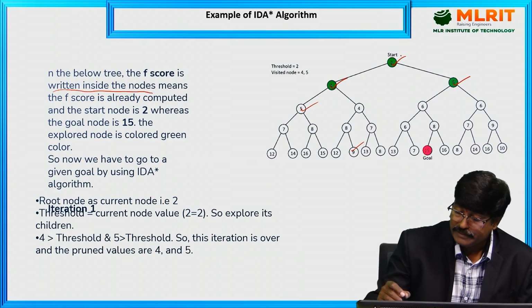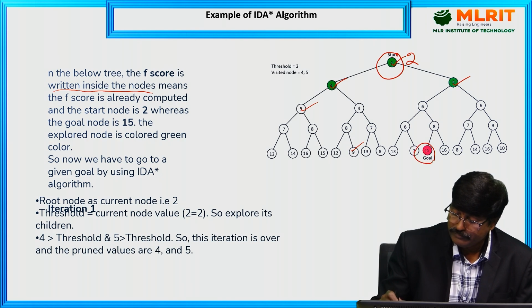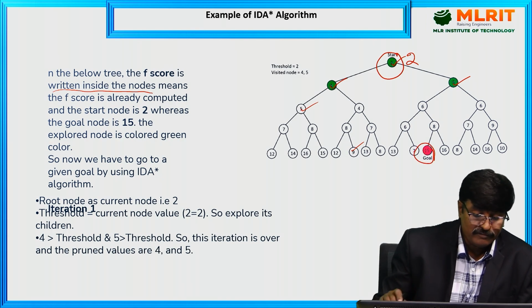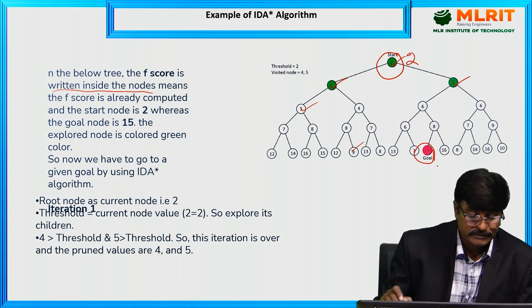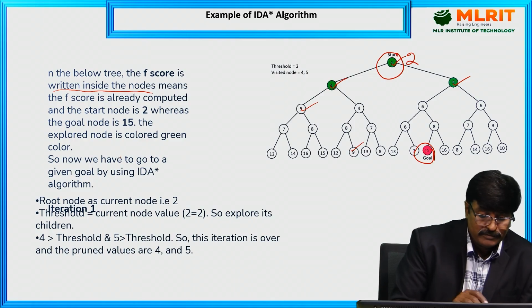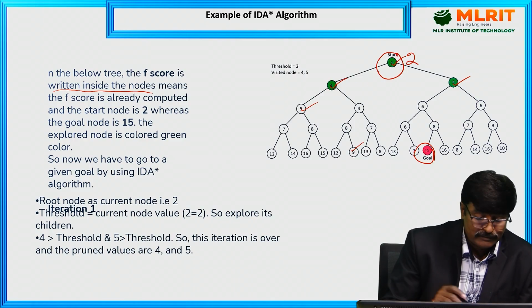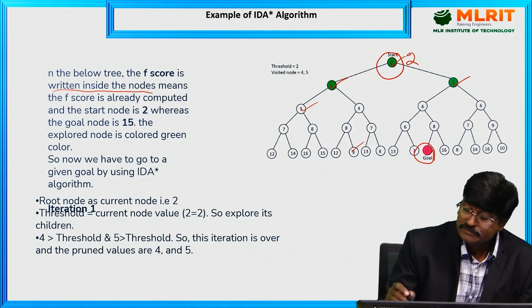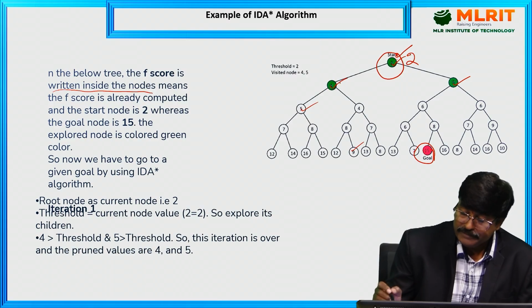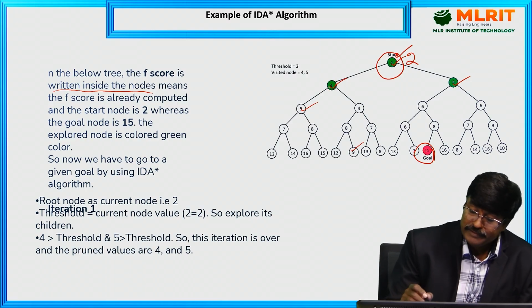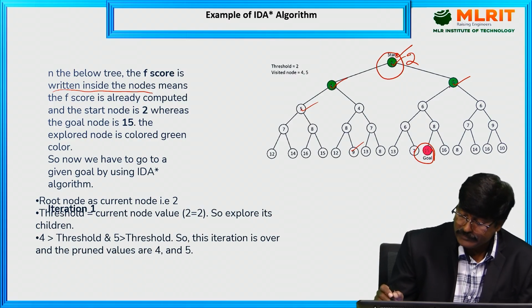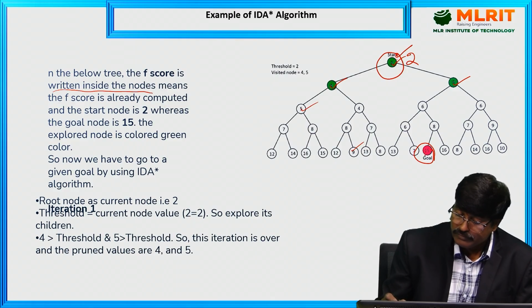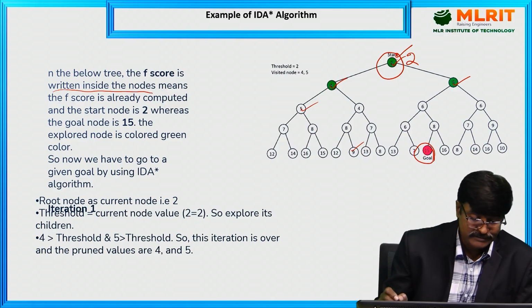Here we are starting. This is the starting node, its value is 2, and the goal node you have to reach is the 15th node. The explored nodes are colored here. Starting node is the root node, considered as the current node. Then we expand that node further. The green mark shows what you are expanding. The red mark shows where you have to reach.